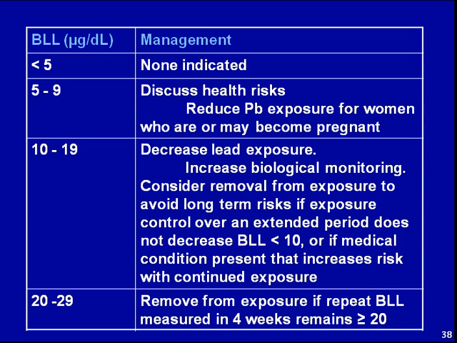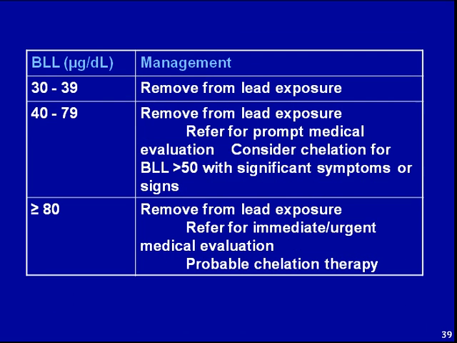For blood lead levels between 20 to 29, we believe that they should be removed from exposure if a repeat blood lead measurement conducted in 4 weeks remains greater than 20 micrograms per deciliter. For individuals who have a single blood lead measurement between 30 to 39 or higher, they should be removed from lead exposure. For blood lead concentrations between 40 to 79, they should not only be removed from lead exposure, but they should be referred for prompt medical evaluation.